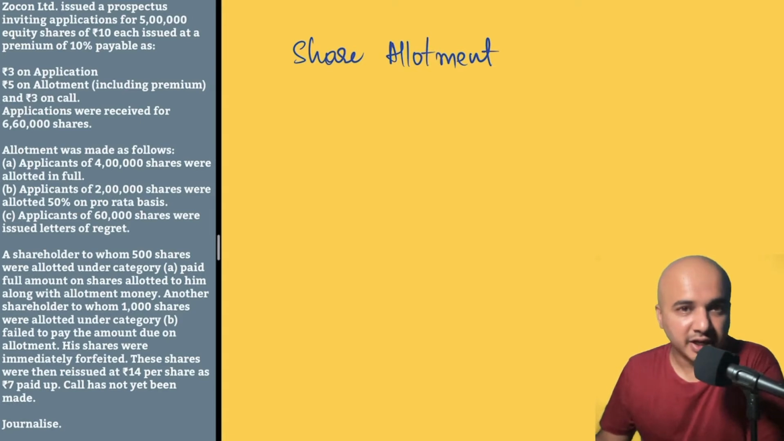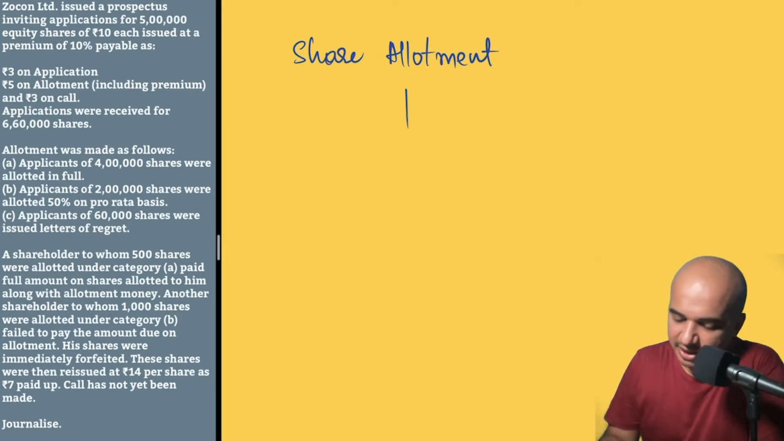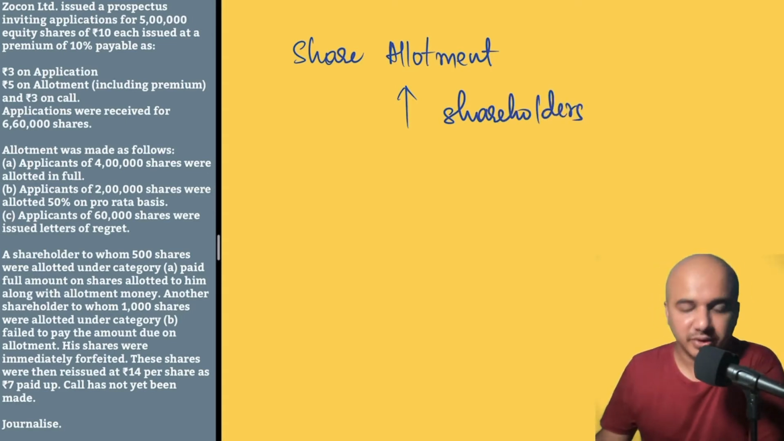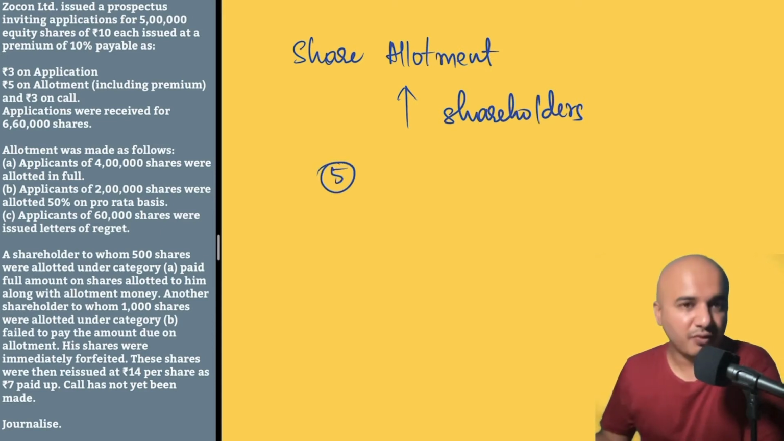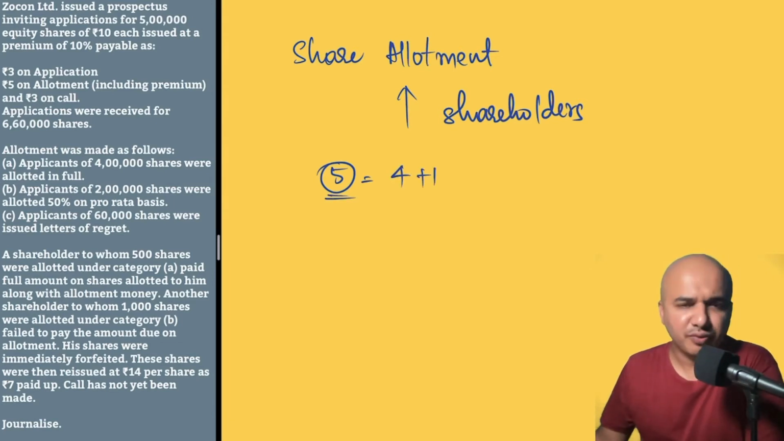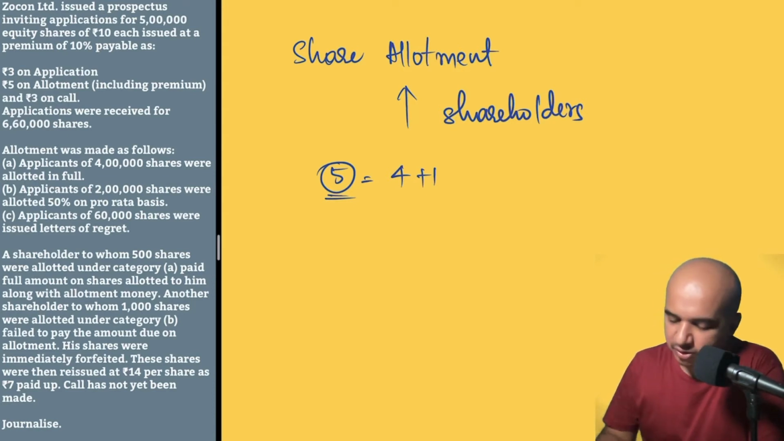In case of share allotment stage, the money is due from the shareholders the moment you ask or call upon them to pay the share allotment money. In this case, what is the allotment money? The allotment money is rupees 5. But you should be careful here, because it's not just 5, it is 4 plus 1, 5. Why 4 plus 1? Why not 5? Because this 1 rupee is nothing but securities premium.